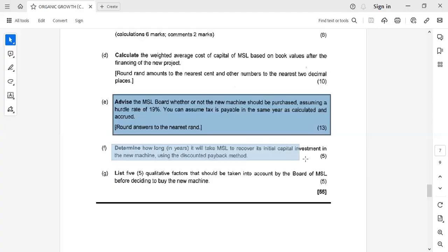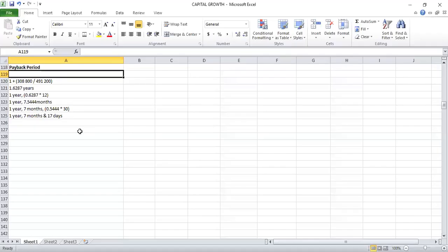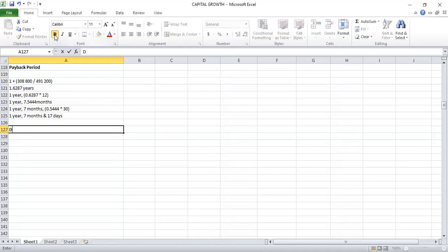Determine how long in years it will take to recover its initial capital investment using the discounted payback period method. We said one of the disadvantages of the payback period is that it doesn't take into account the time value of money. So we've got another modified method that will now take the time value of money into account, which is the discounted payback period. It's just the same method, but now this one will take into account the time value of money.